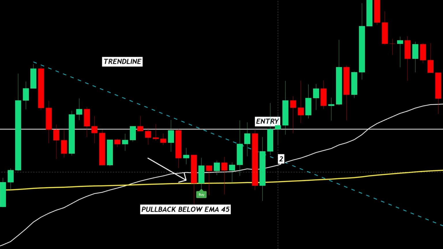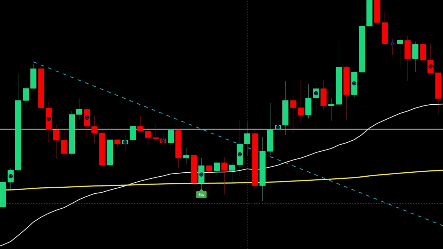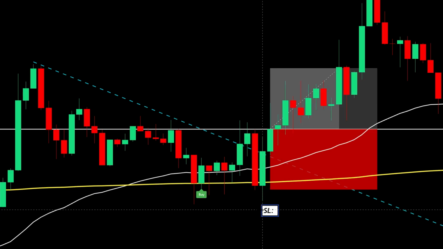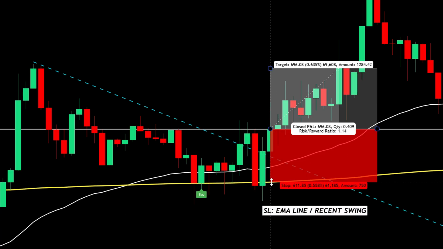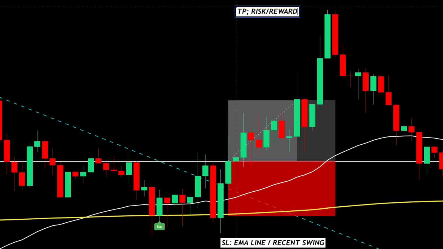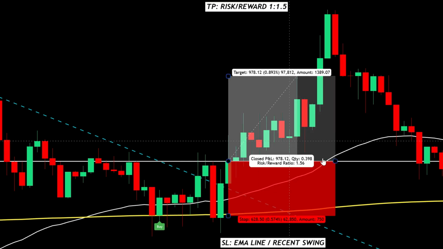By waiting for this confirmation, we completely avoided the fake out that killed the previous trade. We place the stop loss slightly below the lines or the recent swing low of the pullback to give the trade room to breathe. For the target, we aim for 1.5 times our risk. This ensures the math is always in our favor.